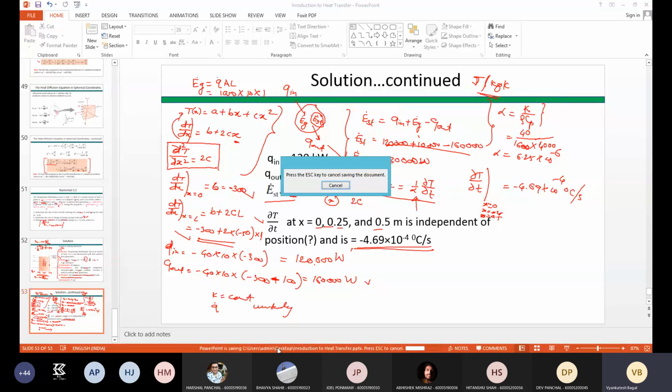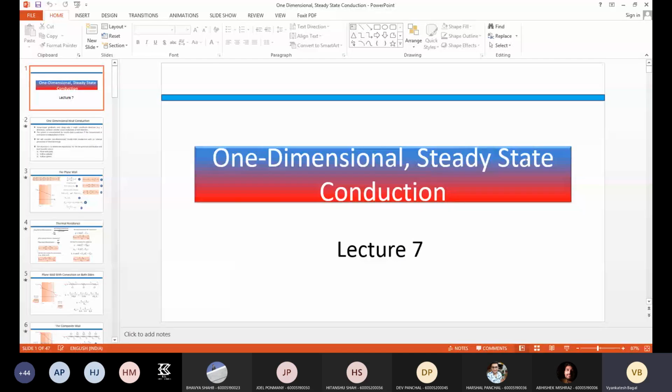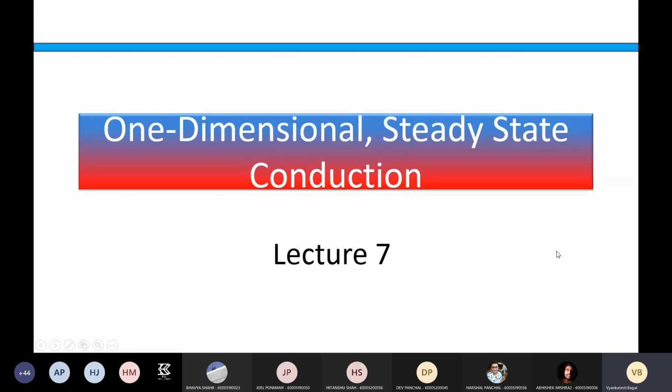Okay, just let me take up the different slides now. So, one-dimensional steady-state conduction. Can you see my slides? Yes, sir, visible.